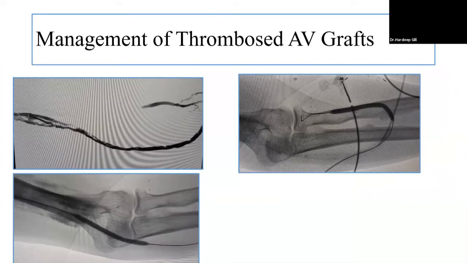With thrombosed AV grafts, this is a patient who's got a forearm loop graft, which is between the brachial artery and the basilic vein. Thrombosis occurred a week ago, and we cannulated the graft and declotted it using Alteplase, TPA. After declotting, we take an angiogram, and you can see there's still some residual clot. So we continue giving the TPA, and after this, good flow into the graft.